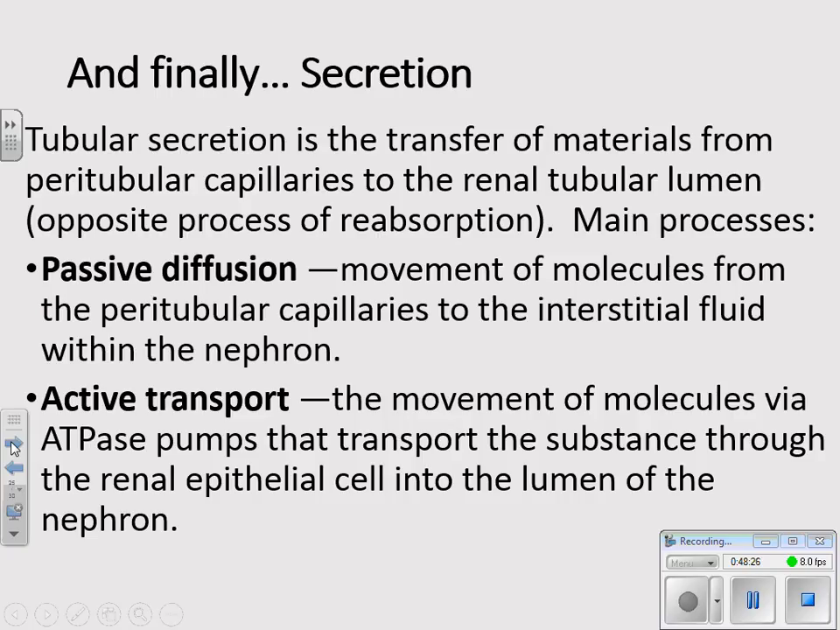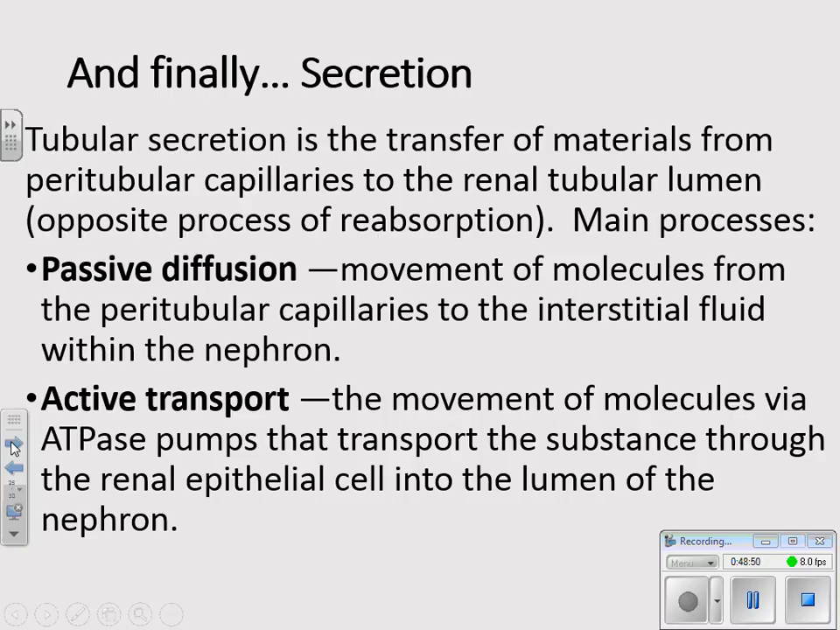So it's the opposite process of reabsorption. Reabsorption is taking back from the filtrate things that the body needs, whereas secretion is seriously making an effort, and often expending energy, to actually pump out stuff that we want to get rid of. So we've got two main processes. Both of these we've met before, so these in themselves are not a problem.